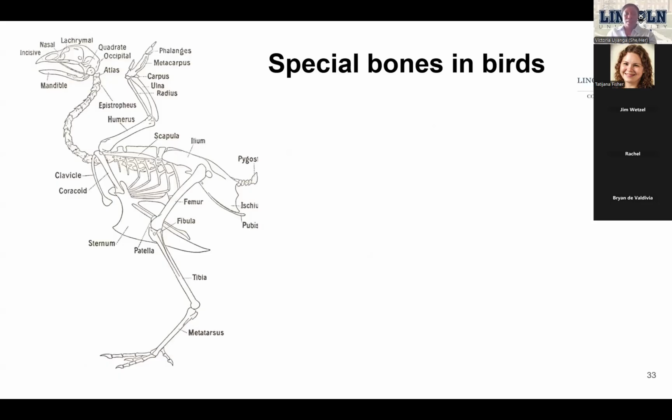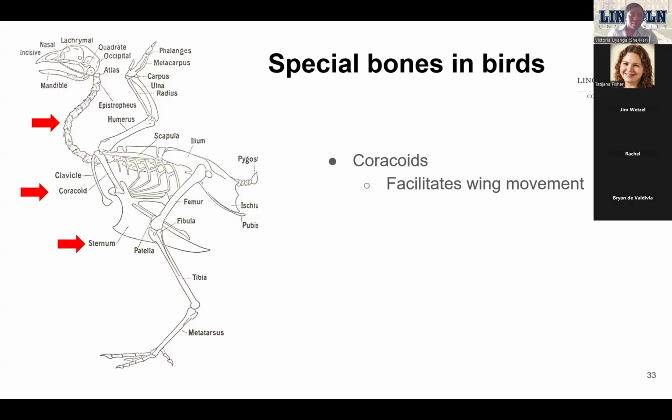The first is the coracoids. If you follow this diagram, you'll see the three arrows. The first is pointing to the structure of the vertebra. Then we have the coracoid here, which is linking to this shoulder bone. And then we have the sternum, which is the keel bone. The coracoids are a pair of bones in the shoulder area. They are important for the movement of the wing, and they also provide support for the wing. So that is a very special bone because it assists with the flight process.